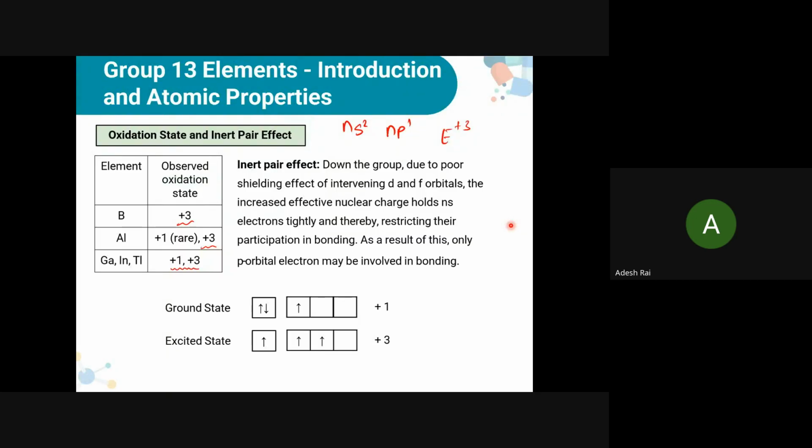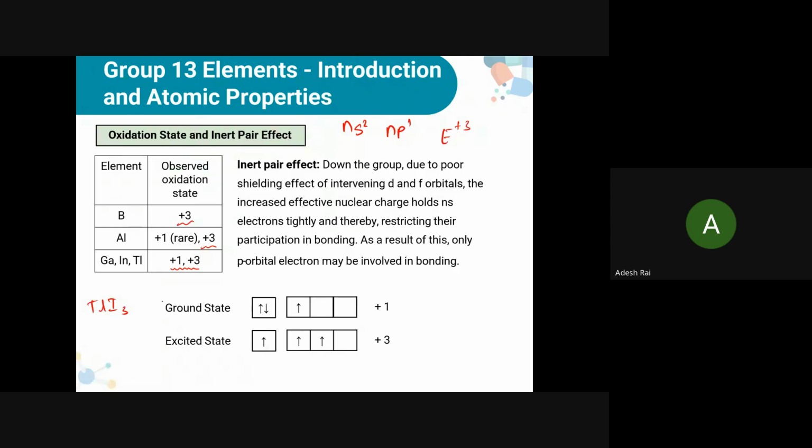Why? What is the reason? The reason is inert pair effect. Therefore, there is this very famous question in PYQ. I hope you would have seen it. I'm assuming. Have you heard of this compound? TlI3.